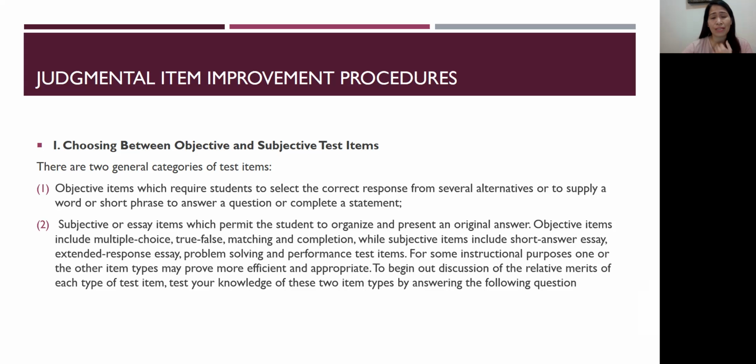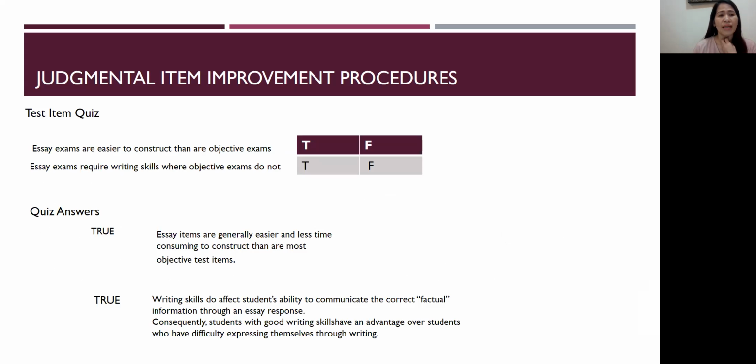So that was our lesson 6, if you remember. For examination and instructional purposes, one or the other item types may prove more efficient and appropriate. To begin our discussion of the relative merits of each of these types of test items, test your knowledge of these two item types by answering the following questions. Test item quiz. Essay exams are easier to construct than objective exams. Essay exams require writing skills where objective exams do not. So you just choose true or false.